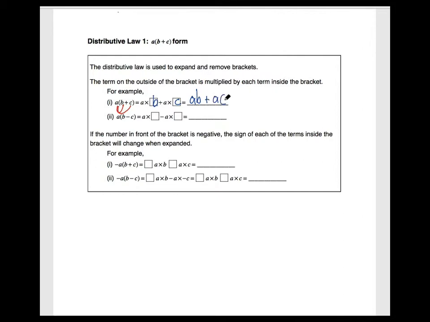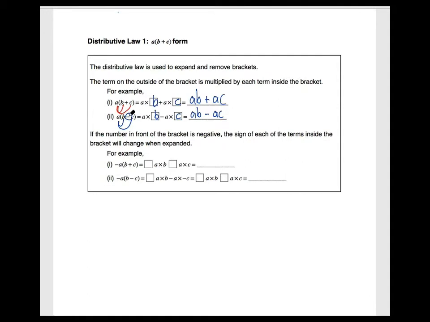In the second example, we can see that the term inside the brackets is actually a minus sign. So in this case, we will be multiplying A times B, but then A times minus C. So A times B, and then minus A times C, giving us AB, which is positive, minus AC, because we've got to remember that little minus sign in the middle of the brackets.